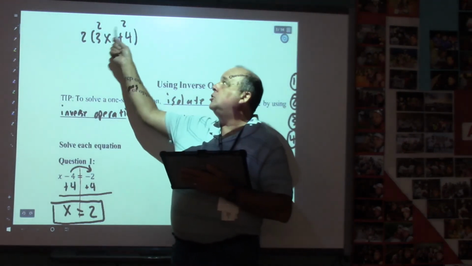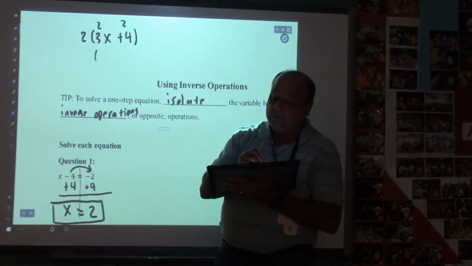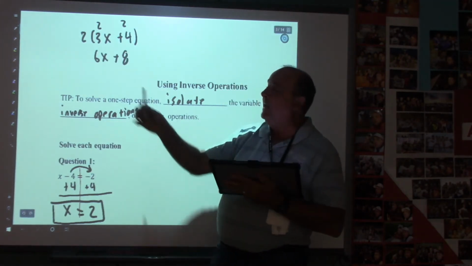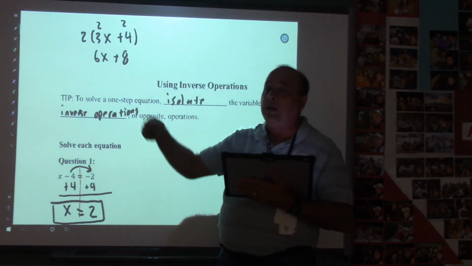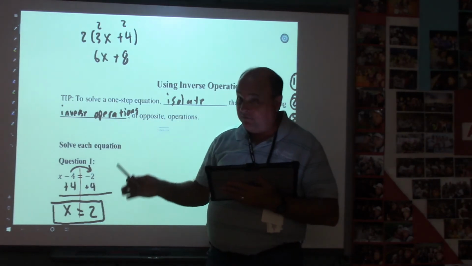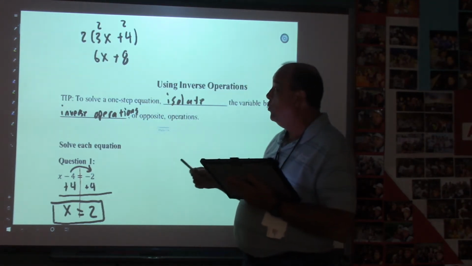Then when the Bluebell truck gets there, it's got to multiply. So 2 times 3x is 6x, and 2 times 4 is 8. That's called the distributive property. You did that in 6th grade, should have repeated it in 7th and 8th. Remember, I've taught 6th grade all the way to senior, so I know you were taught what and when.